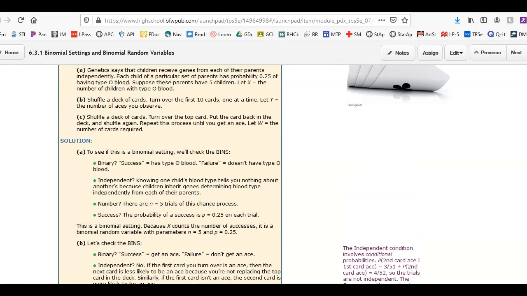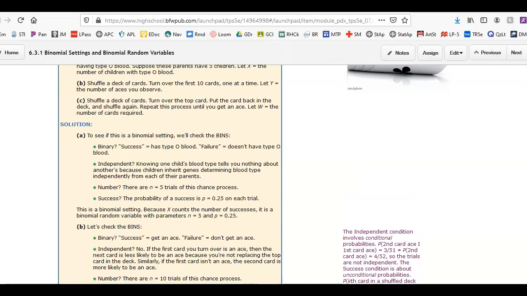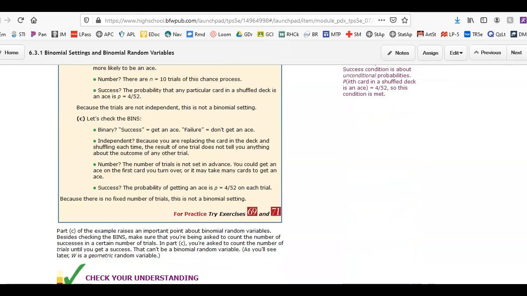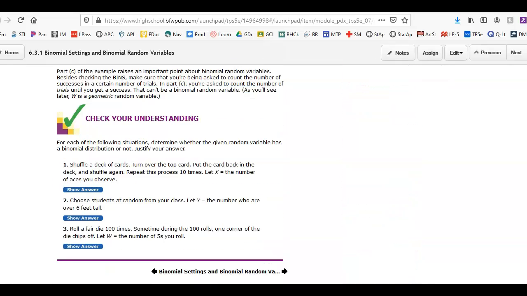The second part, you're going to look at the number of aces you observe. So binary, you get an ace or you don't, success or failure. The problem is this isn't independent because you're not putting the cards back. So you're going to be more or less likely to pick an ace depending on what you pick on the first one. So this is just some examples of going through BINS again. I would pause the video now and work through this.